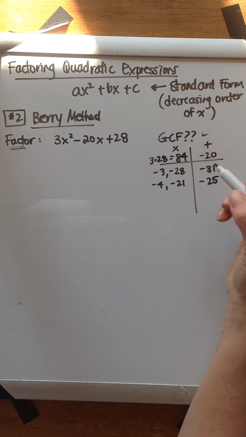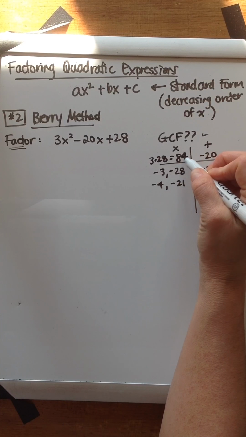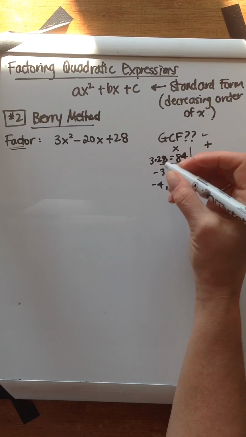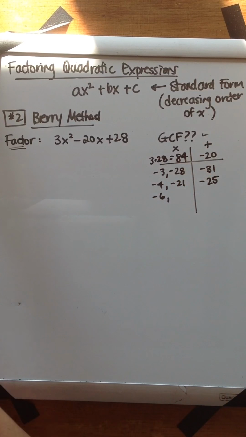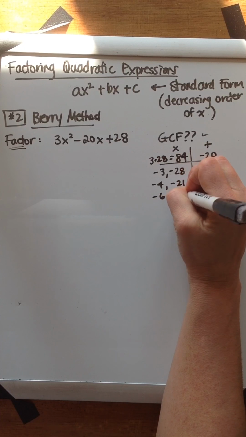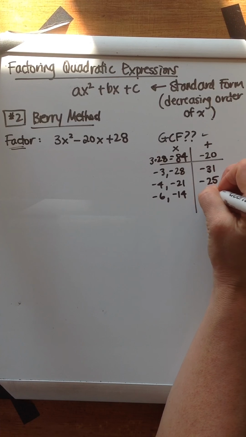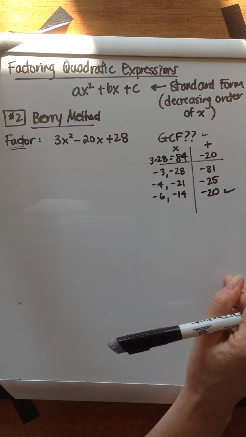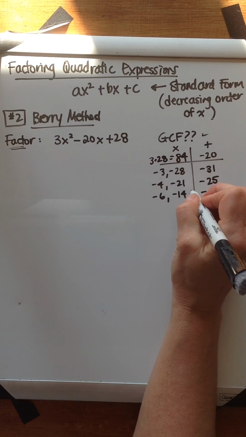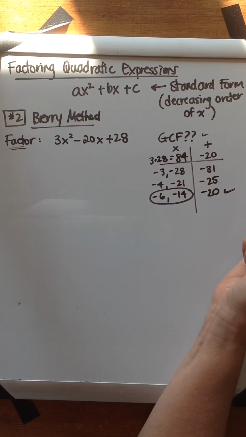Getting closer. I can't use 5 because it doesn't end in 5 or 0. Can I use 6? Well, 84 divided by negative 6 would be negative 14. And lo and behold, they do in fact add to give negative 20. So let's hang on to that just for a moment.